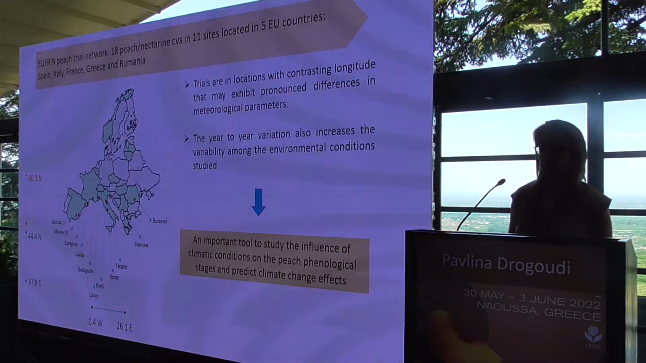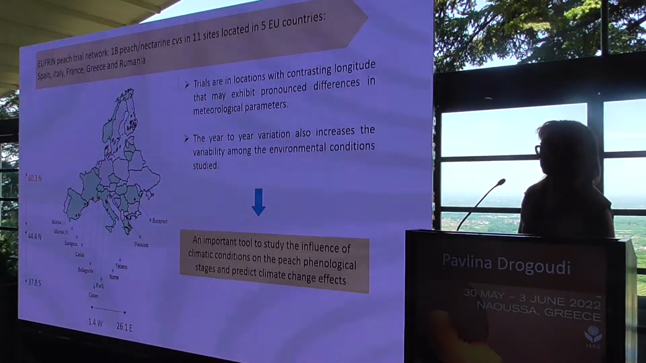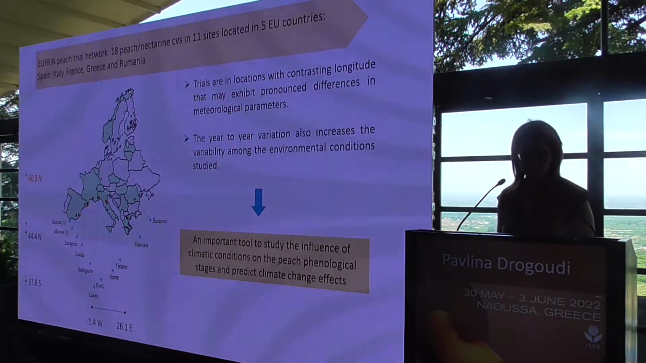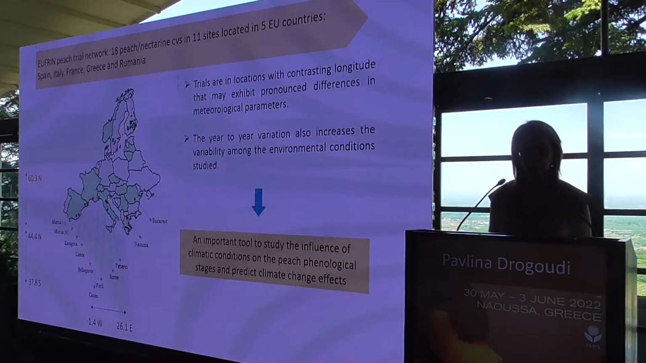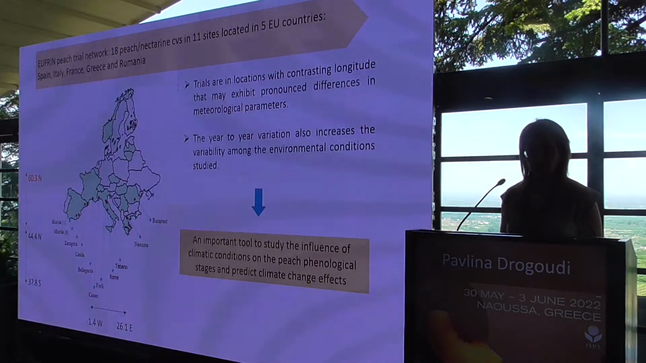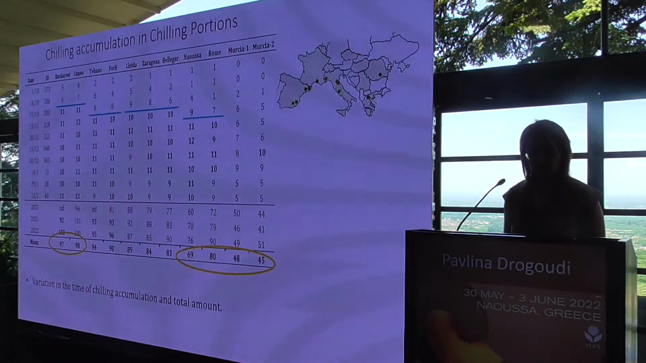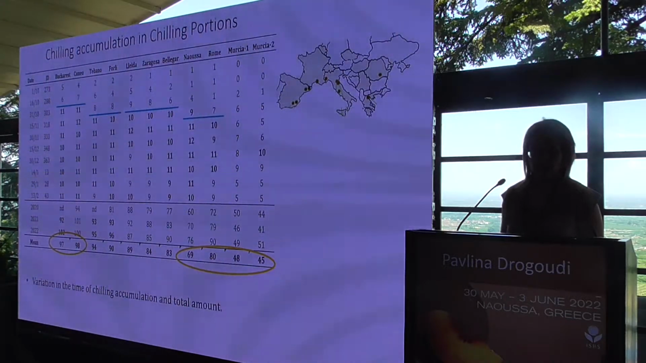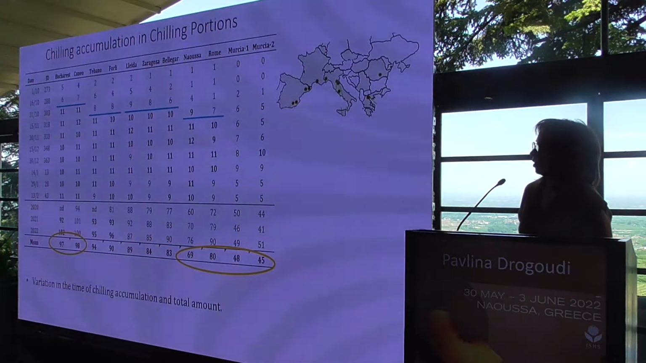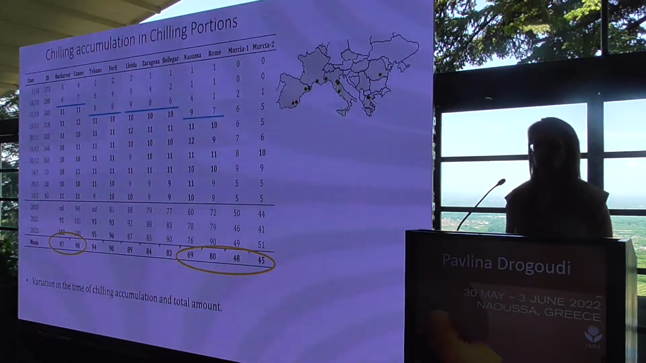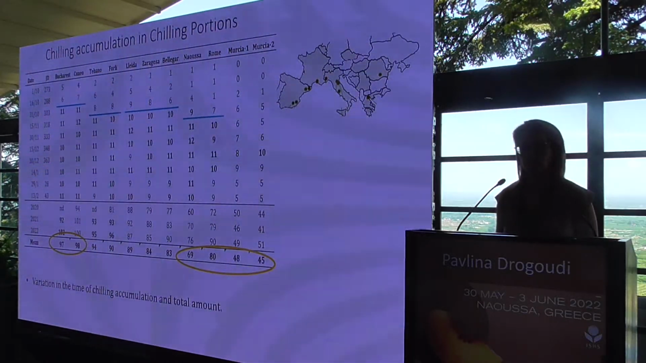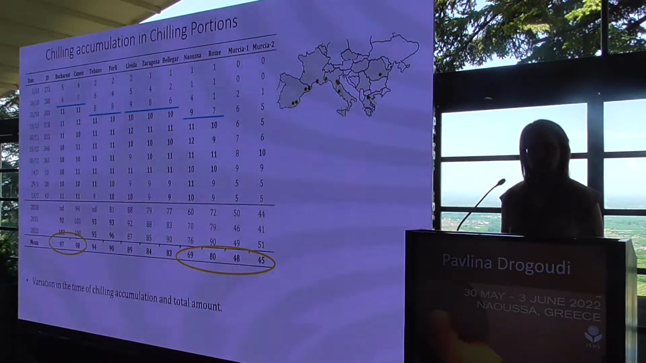and we also expect the year-to-year variation to be an important parameter for us. We consider this an important tool to study the influence of climatic conditions on the peach phenological stages and predict climate change effects. This table shows that the beginning of October was the time when we started measuring chilling accumulation, until the end of February.